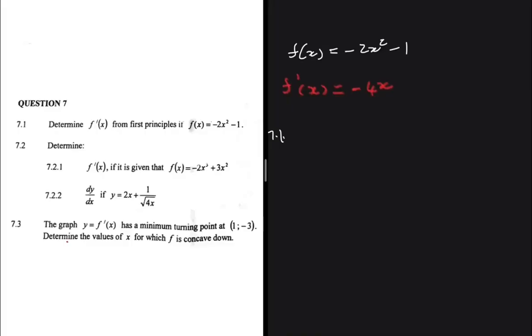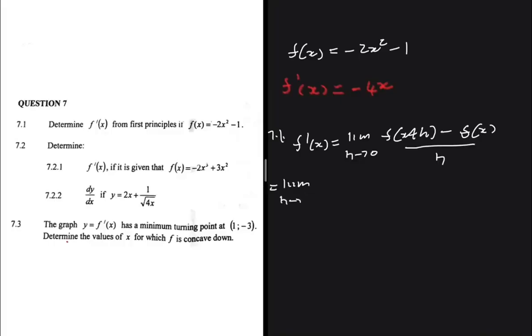7.1, so we're going to say f prime of x is equal to the limit as h tends to 0 of f of x plus h minus f of x, everything divided by h, right? So this will be equal to the limit as h tends to 0, and then here we have f of x plus h, right? So we're writing the equation of f of x, but then everywhere where we have x, we put x plus h instead. It's that simple. Let me show you how it will look.